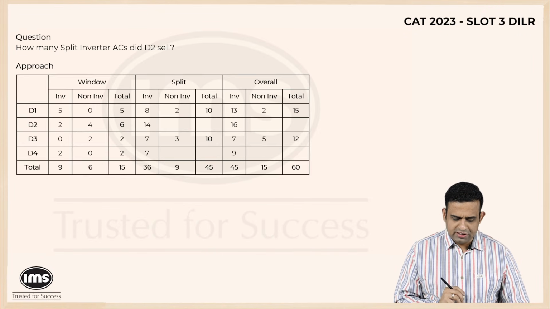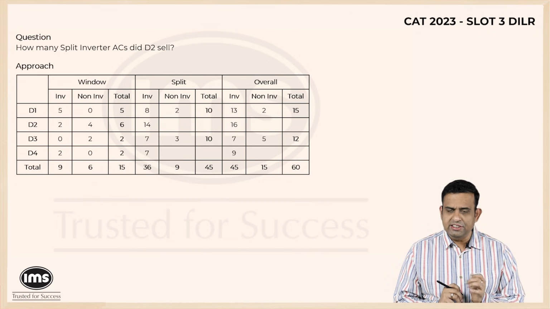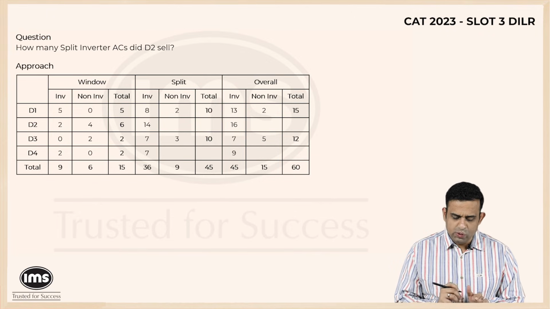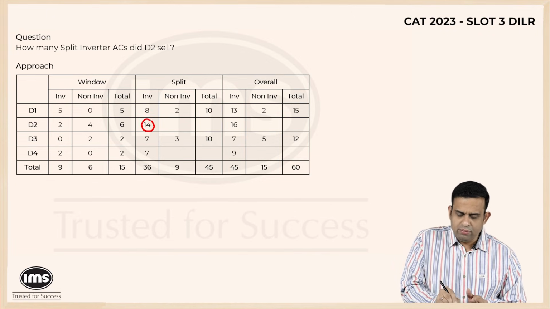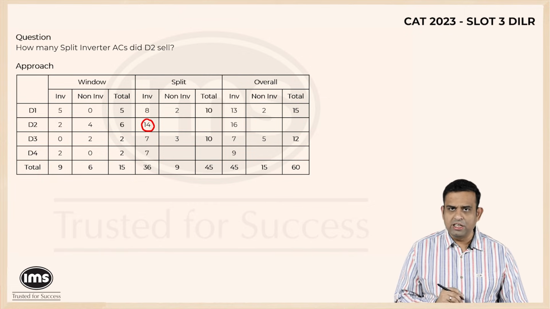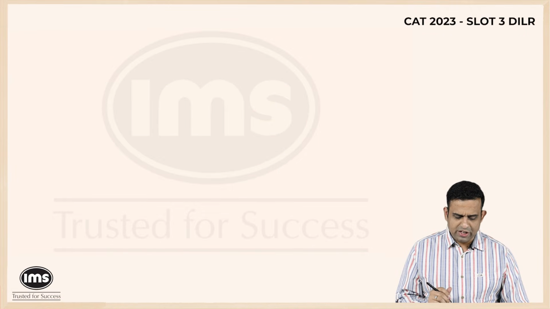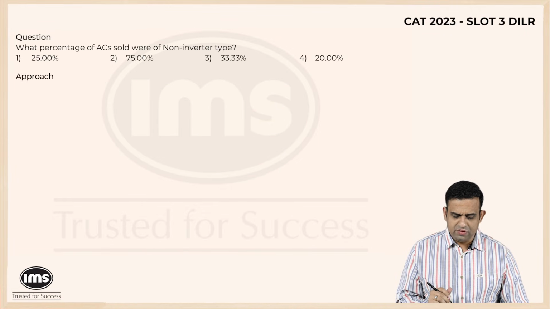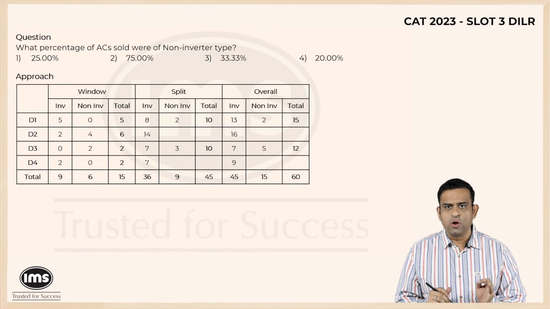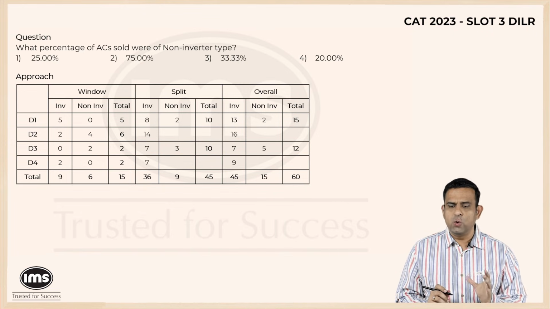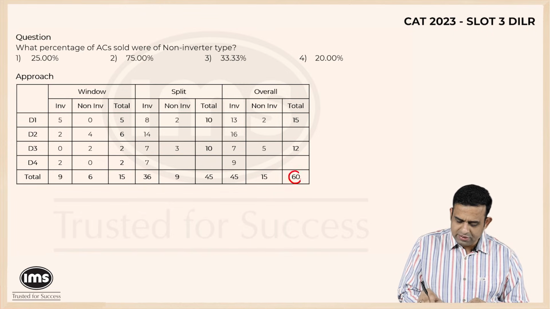Question number 1 says, how many split inverter AC did D2 sell? So D2 split inverter, that number happens to be 14, and hence one will enter 14 as the answer for this particular question. In the next one, the question says, what percentage of the AC sold were non-inverter type? Understand total number of AC sold are 60.